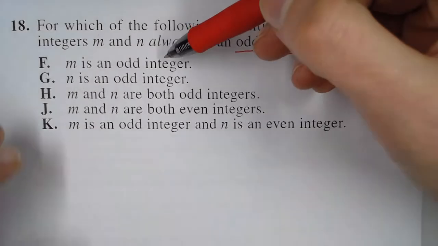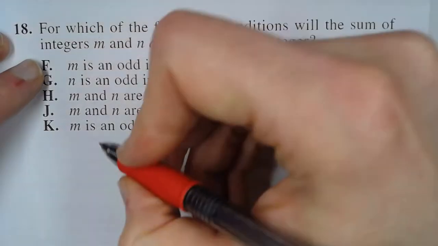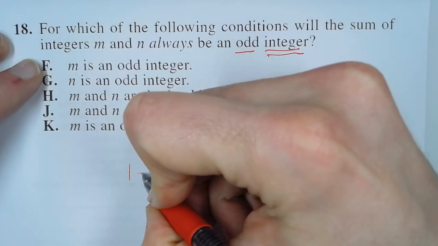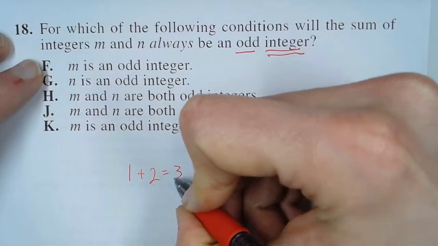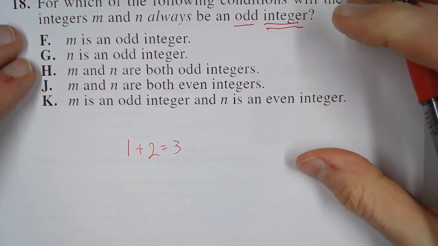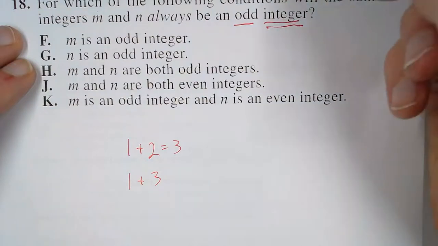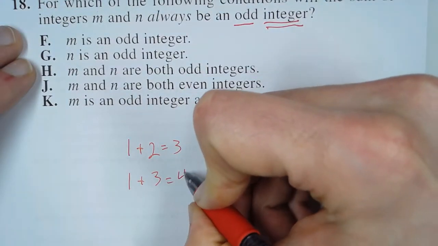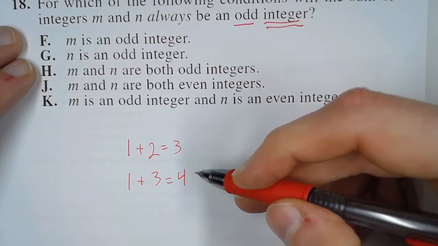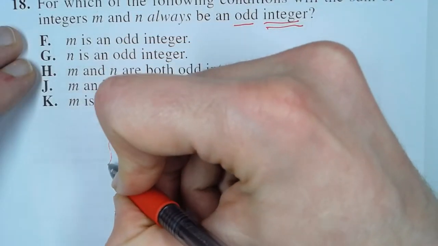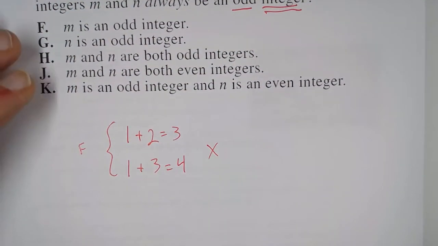So let's try letter F. M is an odd integer. So let's take 1 for m and 2 in for n, and we get 3. That works. What if n were odd? 1 plus 3, we get 4. 4 is not an odd integer. It's even. So for letter F, that doesn't work.